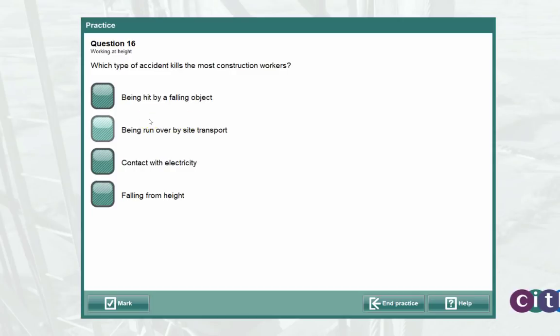Which type of accident kills the most construction workers? Being hit by a falling object. Being run over by site transport. Contact with electricity. Falling from height.